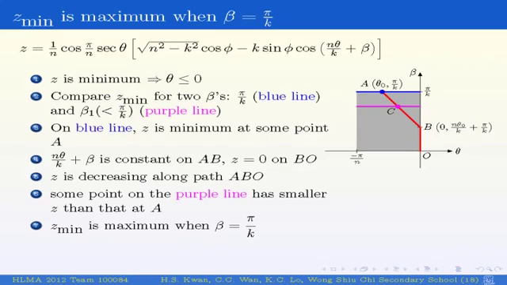And now we'll prove that beta is pi over k. We can prove that if theta minimizes z, it is non-positive. And now, if we have a blue line which corresponds to the case for which pi over k is the beta, and the purple line is the other beta that is smaller, we will further assume that z is the minimum at some point A. We can find a path ABO such that z is decreasing. And even the z value at C is smaller than that at A, let alone the actual minimum value on the purple line. So we now have proved that z min is the maximum when beta is pi over k.